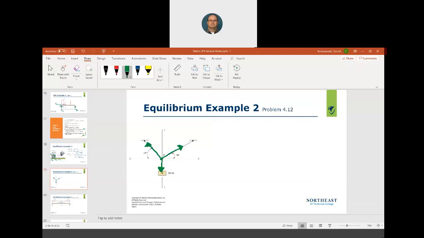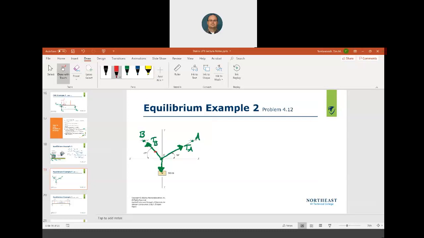So I need to find, let's see, let's call this point A. Let's call this point B. So I'm going to call this TA. I'm going to call this TB. Okay, we know it's at a 45-degree angle. Okay, that's my free body diagram. See, I'm just making up variables.